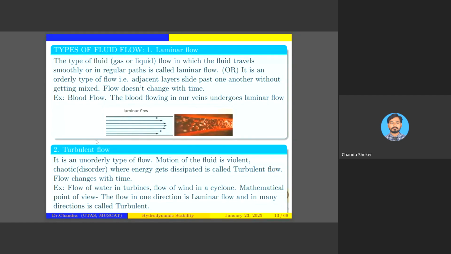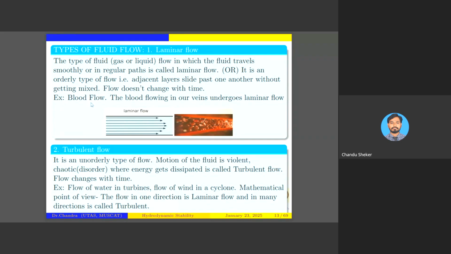One is the laminar flow and one is the turbulent flow. Okay. What is laminar flow? Laminar means a regular, orderly flow. Turbulent means it is not ordered, we can say it is unordered flow. In other words, the flow travels smoothly and regularly in path, or the flow in which the layers slide past one another without getting mixed. They will not mix together.